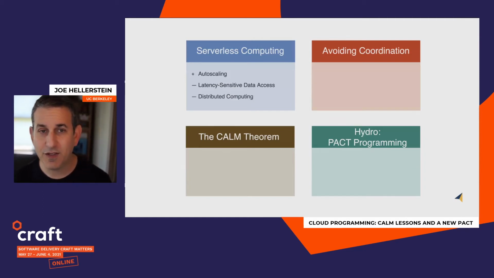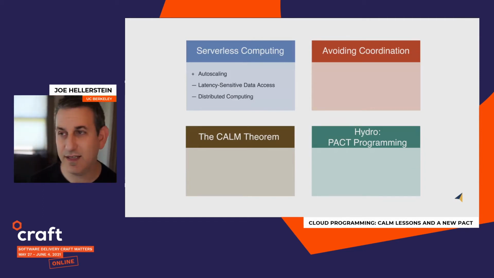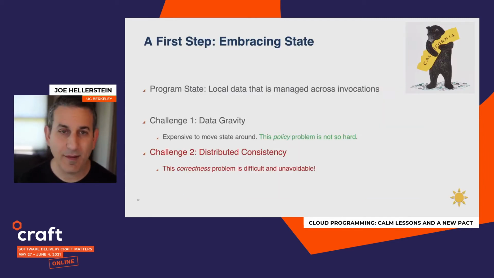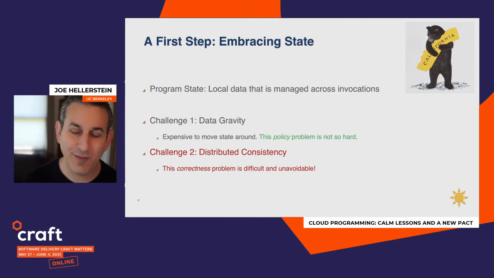So having talked a bit about serverless computing, let me talk about one of the hardest things in distributed programming, which is avoiding coordination. The first step in really empowering programmers to write distributed programs is to allow their code to manage state, which is to say data. State is not, in fact, a state like California where I am here. What I really mean by this is the local data that's managed by code across invocations. Think of this as state in a file system, state in a database, or even state in global variables in a distributed program, or even state in local variables for that matter.